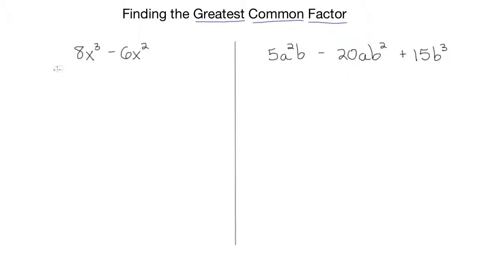All right, to start with that, let's look at the binomial 8x cubed minus 6x squared, and I want to find the greatest common factor. So let's start with the numbers 8 and 6. What is the greatest number that divides evenly or is a factor of both 8 and 6? Well, both of them are divisible by 2, and 2 is the largest number that goes in. So I have a factor of 2.